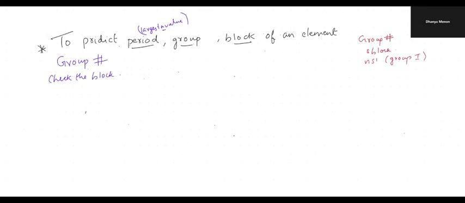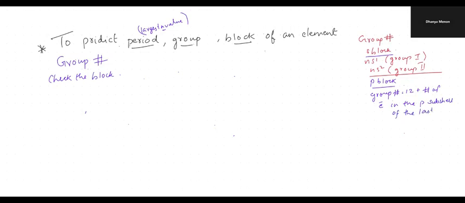If it's NS2, it's group 2. Right. In case it's a P block element, how do you determine the group number? There's a formula: 12 plus the number of electrons in the P subshell of the last shell. Till now, we have learned this about group number.